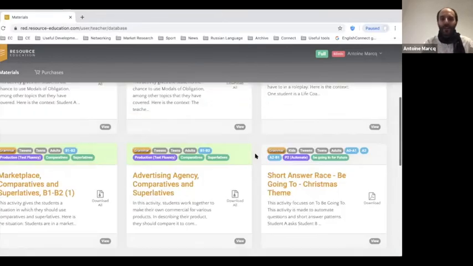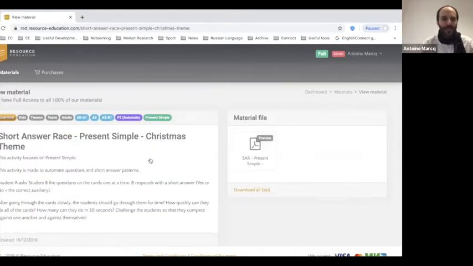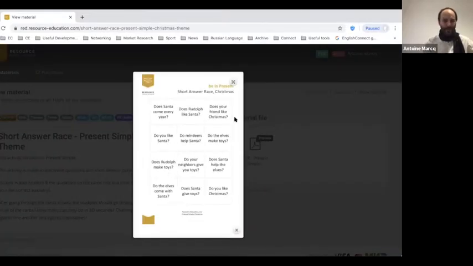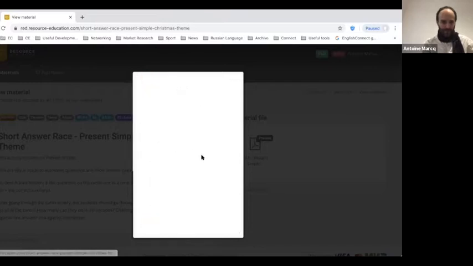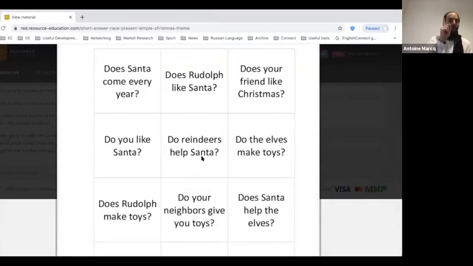So let's start with the short answer races. You know how short answer races work. We've got 3 new short answer races that are Christmas themed. This one is very simple, focusing on present simple. Short answer races are P2s. They're that second practice stage when we've gone beyond checking understanding. We're automating, we're building those reflexes.